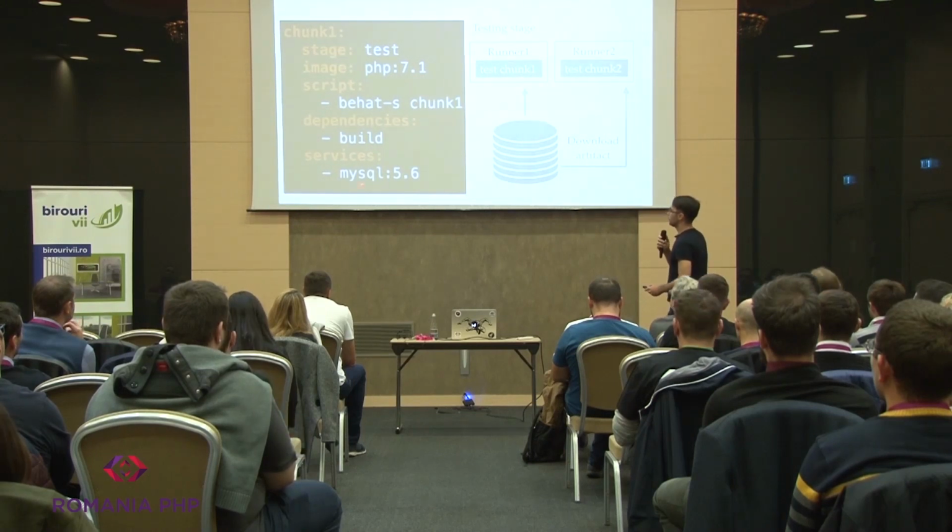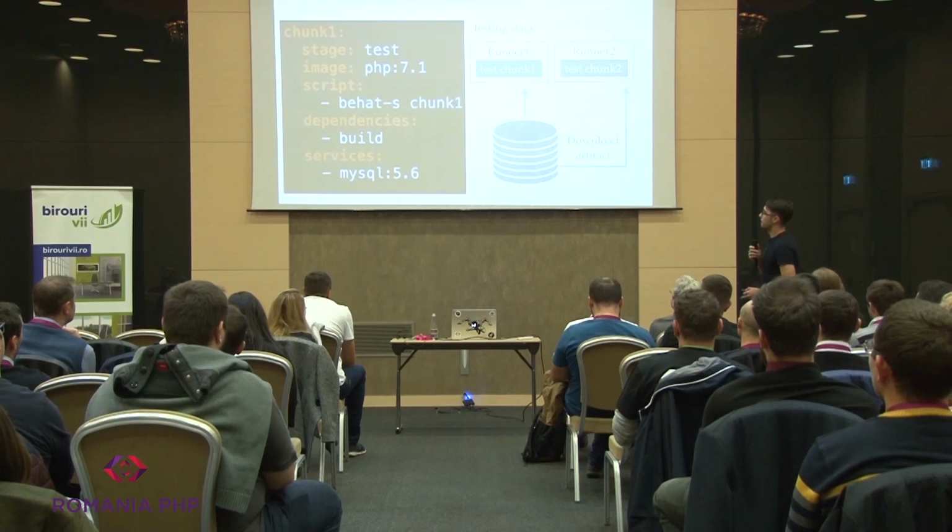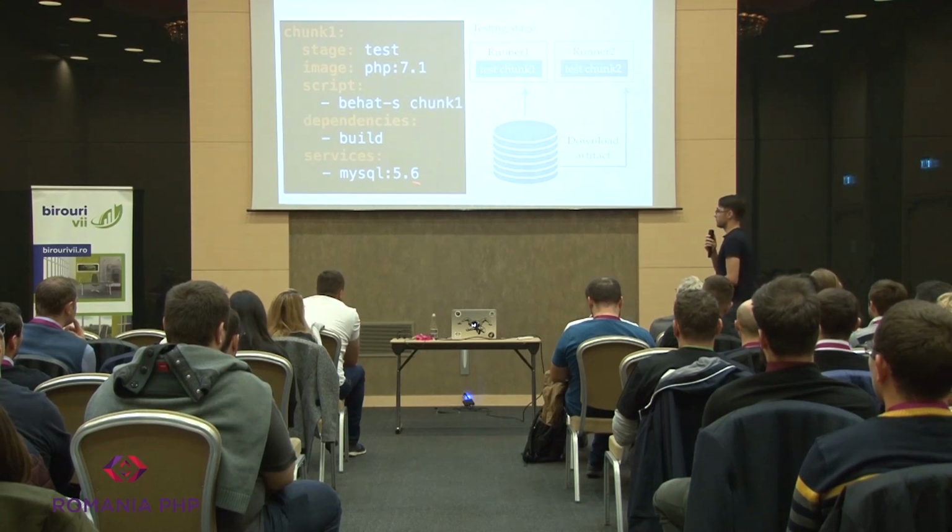And we see 2 new settings here. Dependencies tells GitLab CI that we need the artifact that was uploaded by the job named build before we can proceed. And services says, I need a unique instance of a container based on this Docker image, MySQL 5.6. And you can have as many of these as possible.